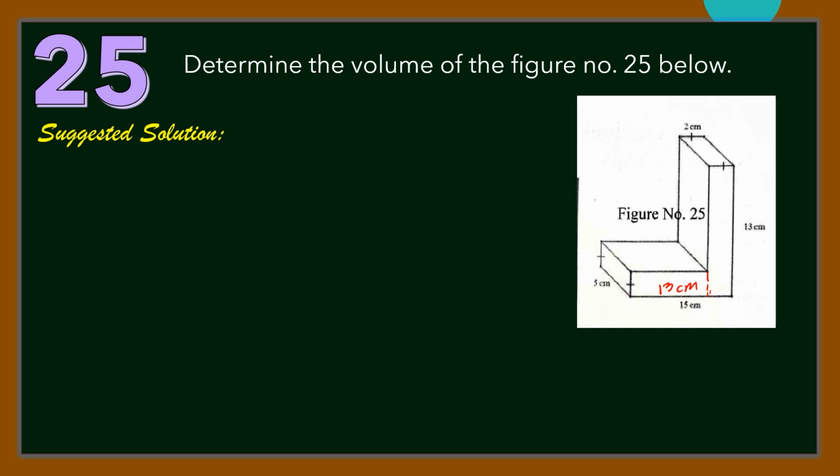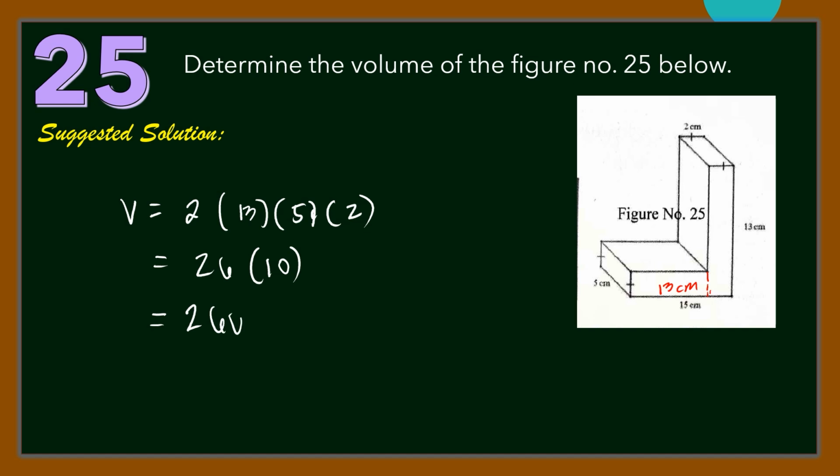Therefore, the volume of the figure will be equal to 2 times the rectangular prism, whose base is 13 centimeters, width is 5 centimeters, and the thickness is 2 centimeters. 2 times 13 is 26, 5 times 2 is 10. Then the volume of the figure is 260 cubic centimeters.